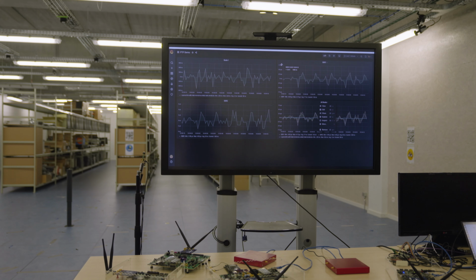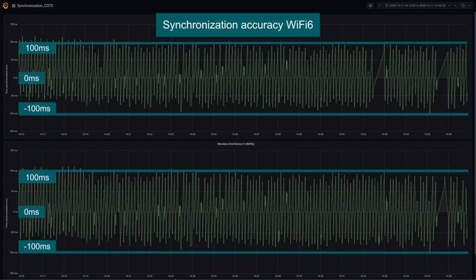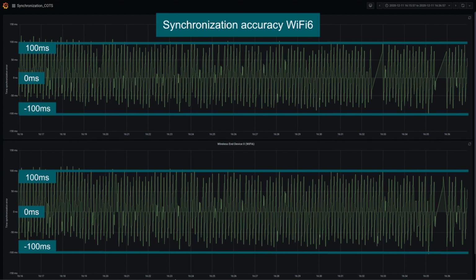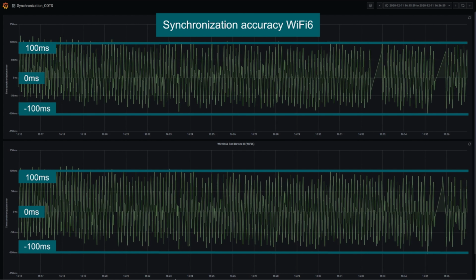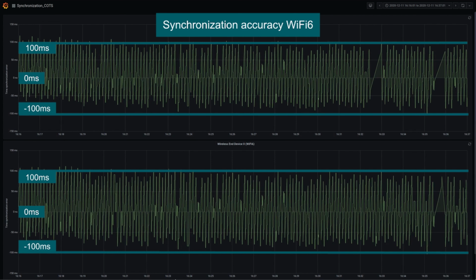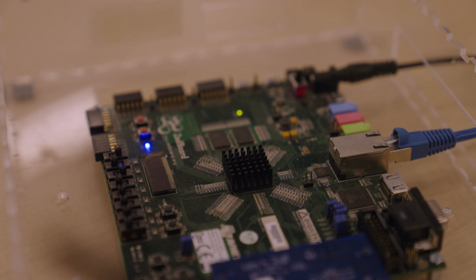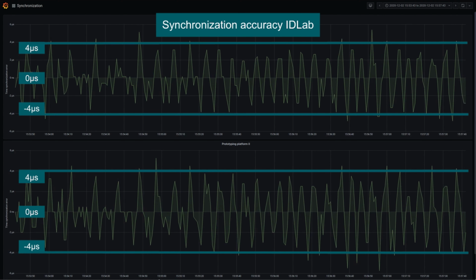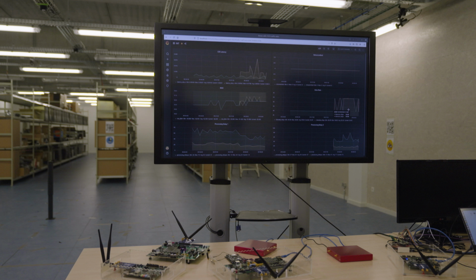We have benchmarked our solutions against commercially available Wi-Fi 6 devices, which do not expose time synchronization features. We have measured synchronization errors above 50 milliseconds up to 120 milliseconds. Our solution, bringing the synchronization accuracy to microsecond level, outperforms this by multiple orders of magnitude.